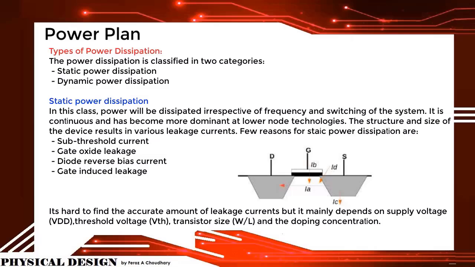The structure and size of the device result in various leakage currents. A few reasons for static power dissipation are subthreshold current, gate oxide leakage, diode reverse bias current, and gate induced leakage. It's hard to find the accurate amount of leakage current, but it mainly depends on supply voltage, threshold voltage, transistor size and doping concentration.